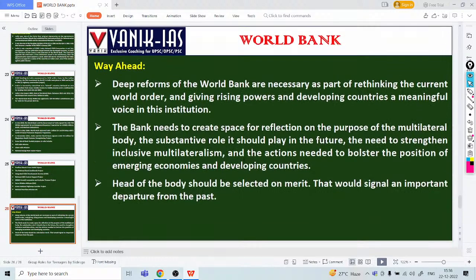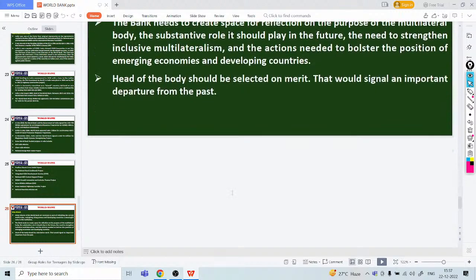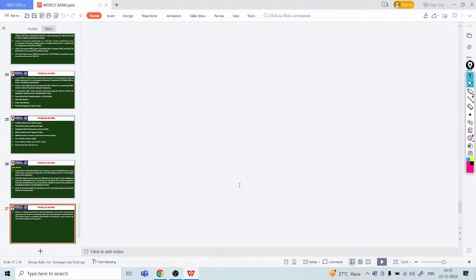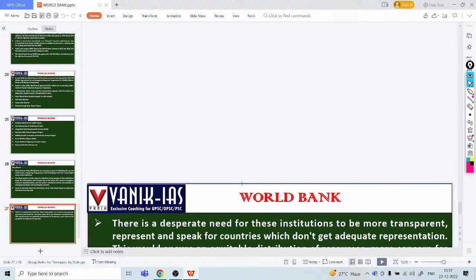Okay. Deep reform of the World Bank is necessary as part of rethinking the current world order and giving rising powers and developing countries a meaningful voice in this institution. The bank needs to create space for reflection on the purpose of the multilateral body, the substantive role it should play in the future, the need to strengthen inclusive multilateralism, and the action needed to bolster the position of emerging economies and developing countries. The head of the body should be selected on merit, which could signal an important departure from the past. Fine. So this way, the World Bank is a major supporter of India in many developmental programs.